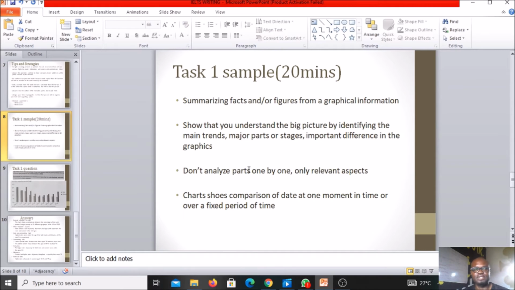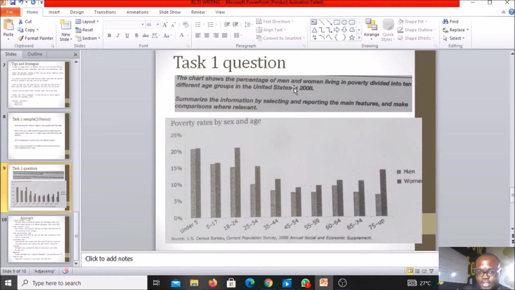So let's take a sample now. Let's look at the sample. This is a sample question. The chart shows the percentage of men and women living in poverty, divided into 10 different age groups in the United States in 2008. Summarize the information by selecting and reporting the main facts and making comparisons. So this is an example of a comparison problem. And this is the diagram, the chart. If you look at this chart, it represents male and female in the different age groups.